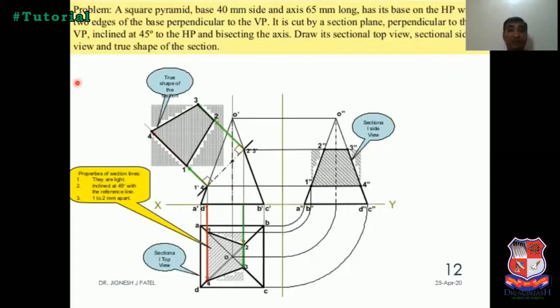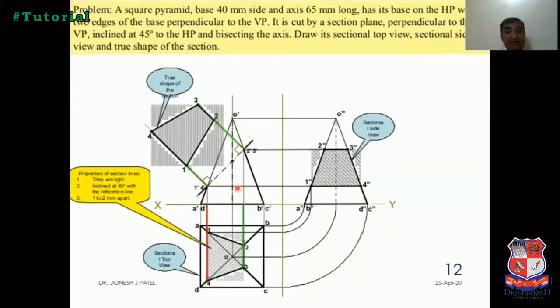Now, a square pyramid is there. Okay, and here you can see it's a square pyramid. Okay? And axis is 65 mm. So you can see this is the square pyramid. Okay, in the top view, we have to draw the square of 40 mm side, and in the front view, it's a triangle. It is cut by an auxiliary inclined plane which bisects the axis. Okay, you can see this is the cutting plane which bisects the axis.